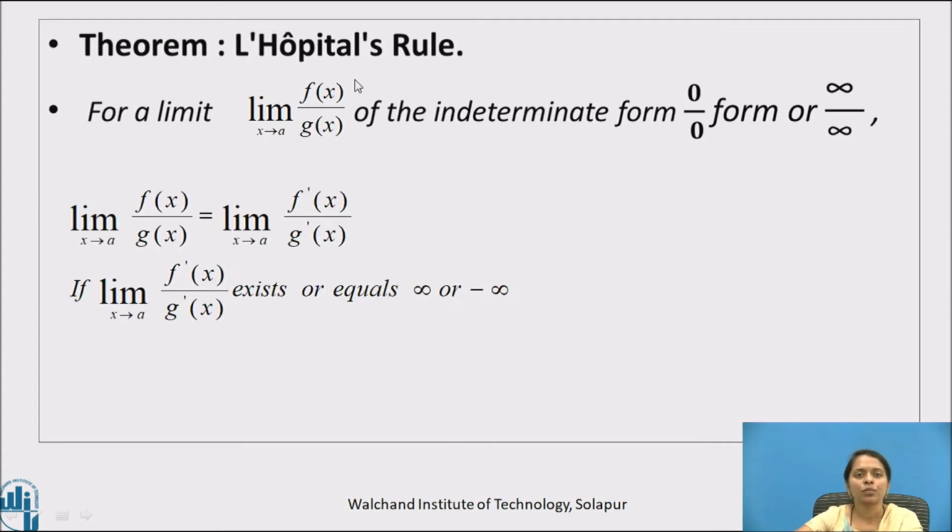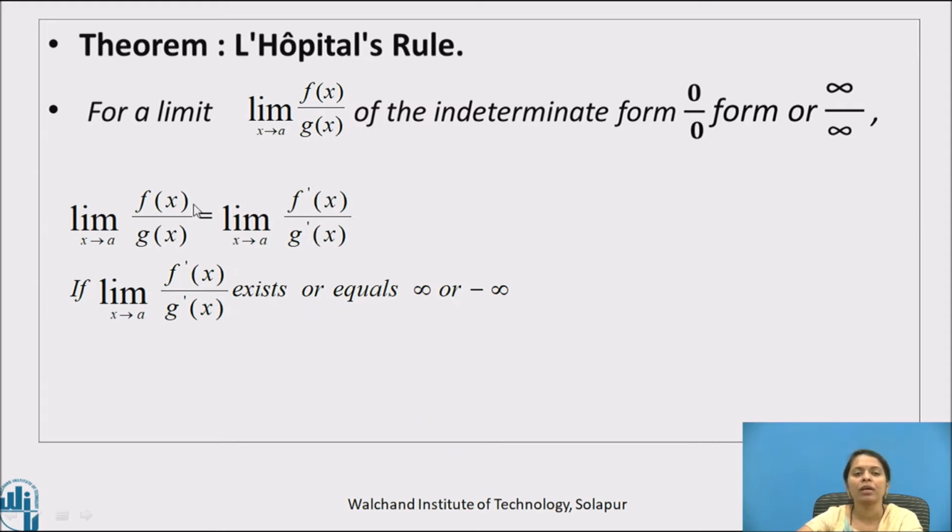Theorem, L'Hospital rule. For limit x tends to a f of x upon g of x of the indeterminate form 0 by 0 or infinity by infinity, limit x tends to a f of x upon g of x is equal to limit x tends to a f dash of x upon g dash of x. Here, dash indicates derivative.